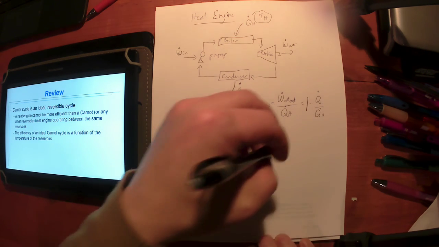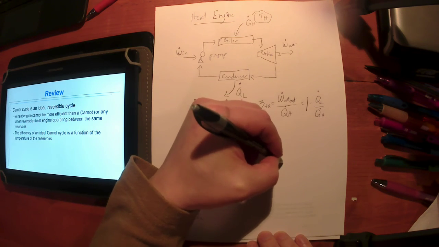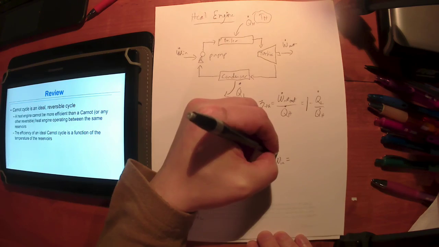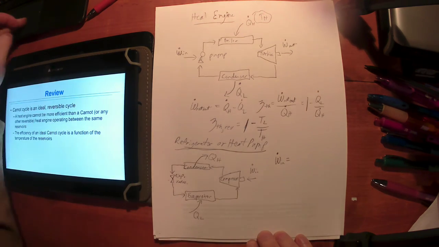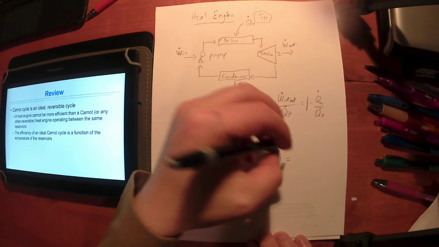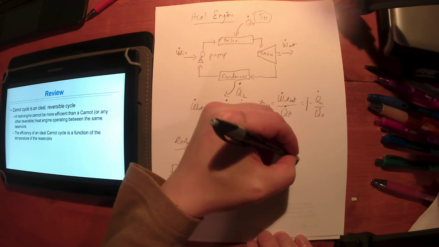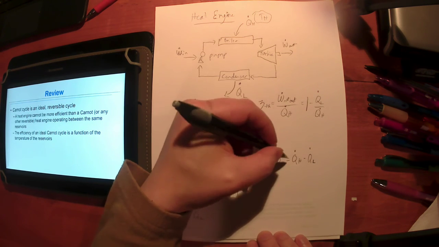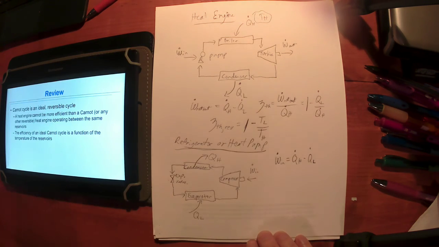First law says that the work in, and if we do it per unit time, that's the power input, is going to equal basically the net heat out. That's going to be Q dot H minus Q dot L. This could be work in is equal to QH minus QL. We don't have to put the dots there. We only put the dots there if it's per unit time.